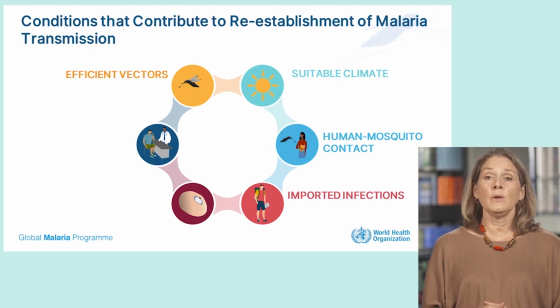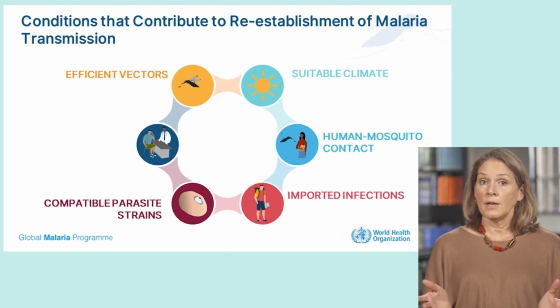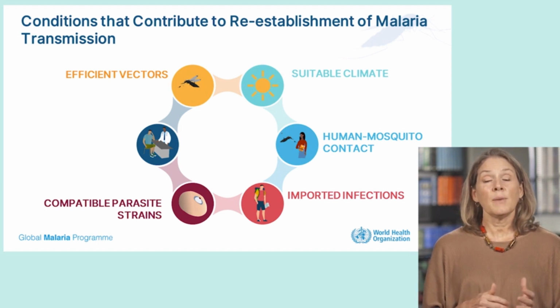Although not relevant everywhere, in some areas there may be parasites from other regions that are blocked from being transmitted because they're not compatible with the local vectors. For example, there is a suggestion that Plasmodium falciparum cannot be transmitted by Anopheles sinensis in China.